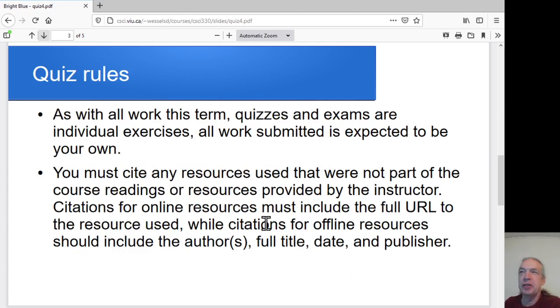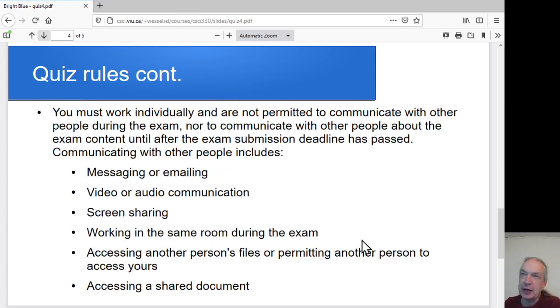Again, all expected to be individual exercises. Cite any work that you're using from elsewhere. And again, no communicating with anybody else during the time the quiz is available. So, if you've finished and you think someone else is finished, please don't communicate with them anyways, just in case. Just wait until after 7 o'clock, and then you can discuss it over the weekend to your heart's content, because that's what everybody wants to do on Saturday and Sunday.